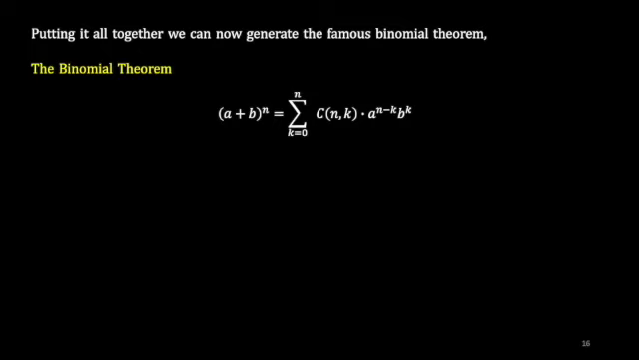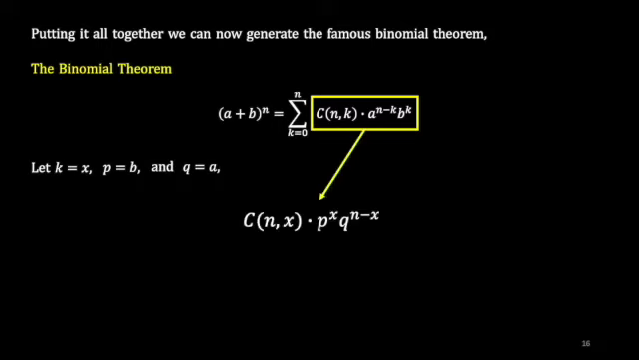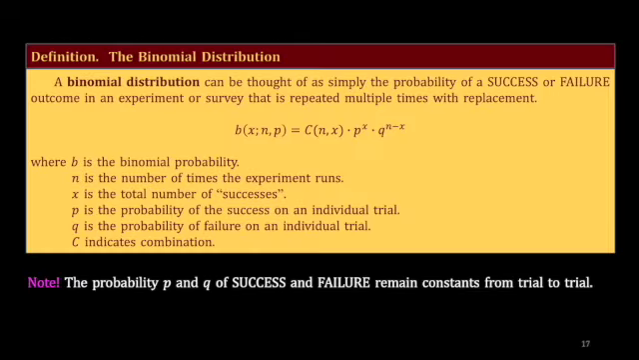Now, in this binomial theorem, kung kukunin natin yung part na to and by letting k equals x, p equals b, and q equals a, magiging ganito yung kanyang itsura. We have n taken x at a time times p raised to x times q raised to n minus x. So, this form ay yung tinatawag nating binomial distribution. It can be thought of as simply the probability of a success or failure outcome in an experiment or survey that is repeated multiple times with replacement.